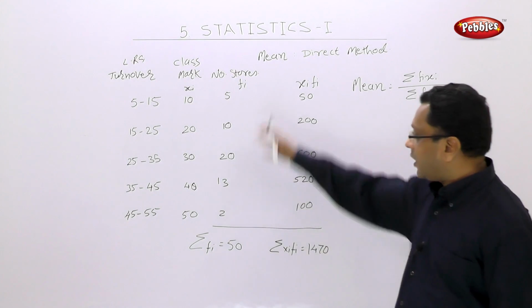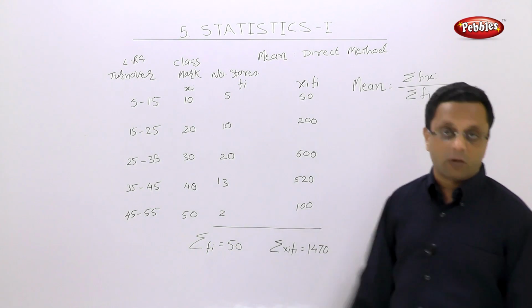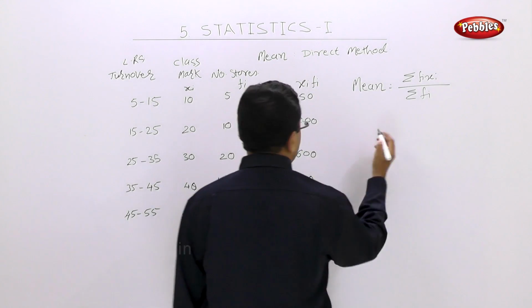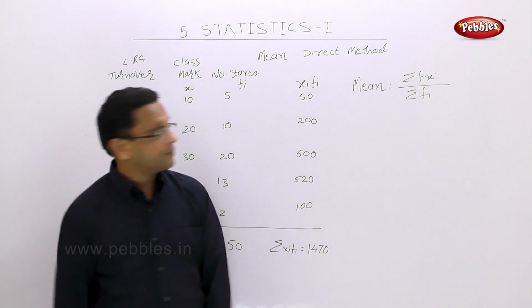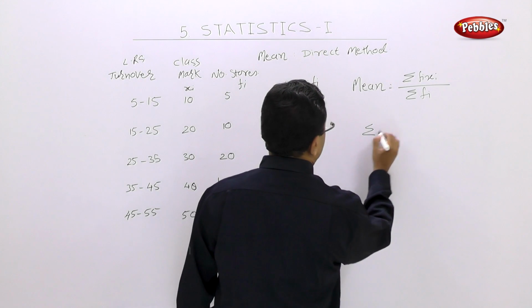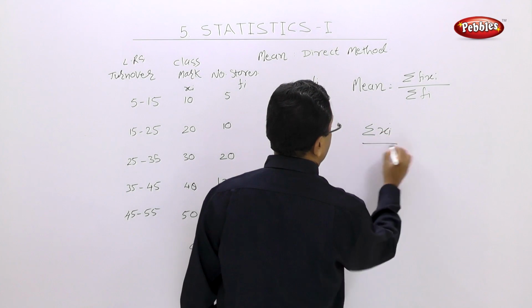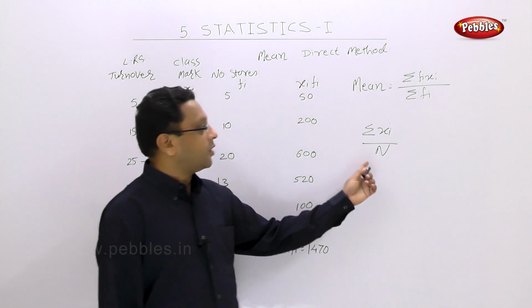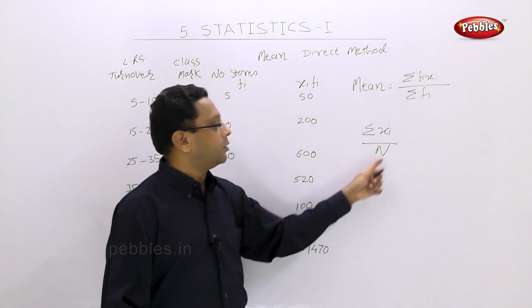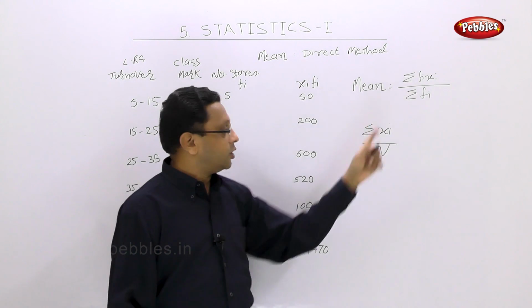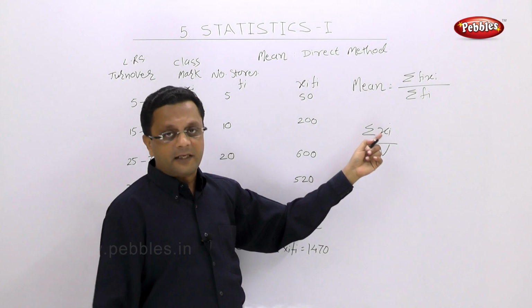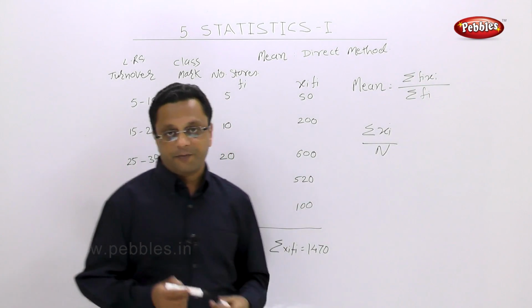But here we have a number of readings, the frequency is more, so we have modified this formula. The initial formula of mean was sigma xi upon the number of readings, right? Now it is modified to sigma fi xi upon sigma fi. The general number of readings is replaced by sigma fi, and the reading xi is replaced by xi fi.